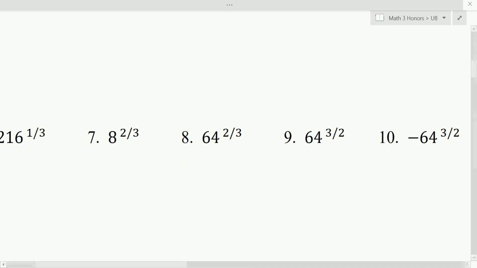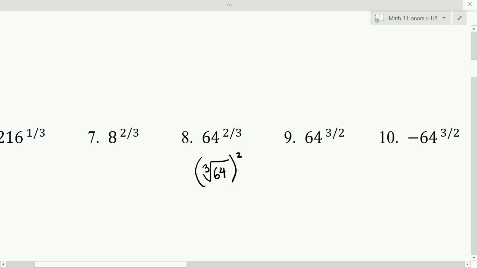Again, we've done stuff like this before. What would you do to solve for number 8? Square is a cube root. Cube root is 64. And then the squared we could put underneath the cube root or outside. What would you rather do? I think it would be easier to have it out here.